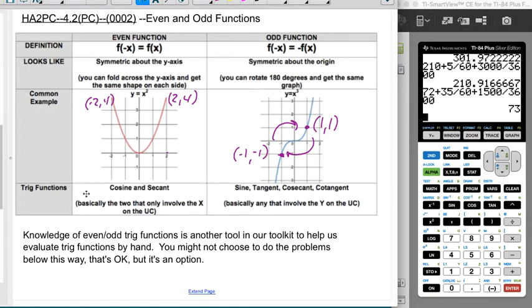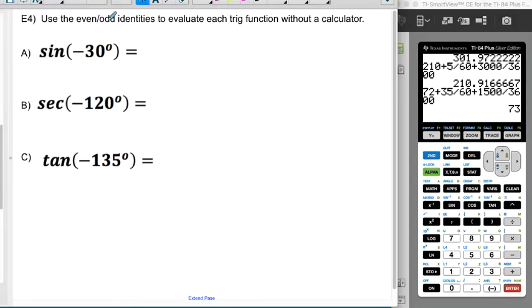So knowledge of even and odd functions is just another tool in the toolkit that helps us evaluate trig functions by hand. You might not choose to do problems that we're going to walk through this way. That's fine. I don't know that I would either, but it's definitely an option. So let's go ahead and walk through some problems. We can use the even odd identities to evaluate these trig functions.